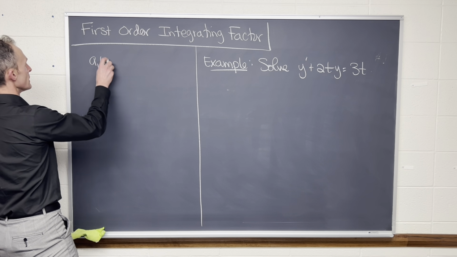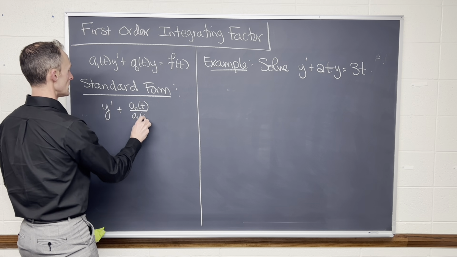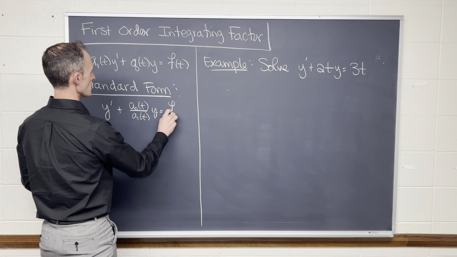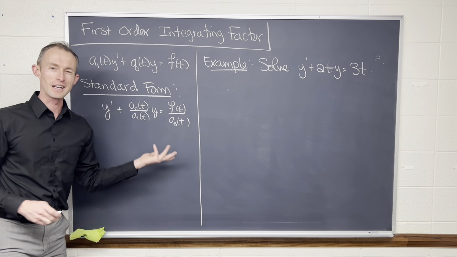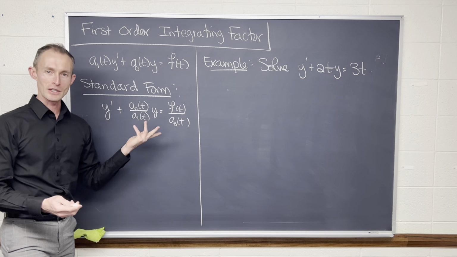Okay, that's what a first order linear ODE looks like. Now, what's the standard form? The standard form is going to be the following. Just take a1 and divide it through the entire thing. So I'm going to get y prime plus a0 of t over a1 of t times y is equal to f of t divided by a1 of t. Now that's kind of clunky.